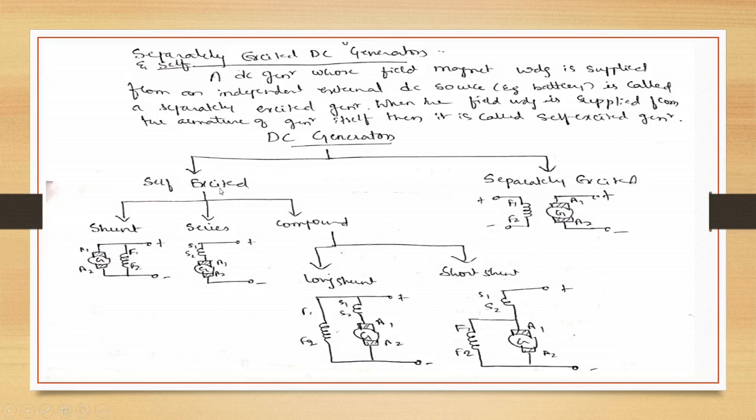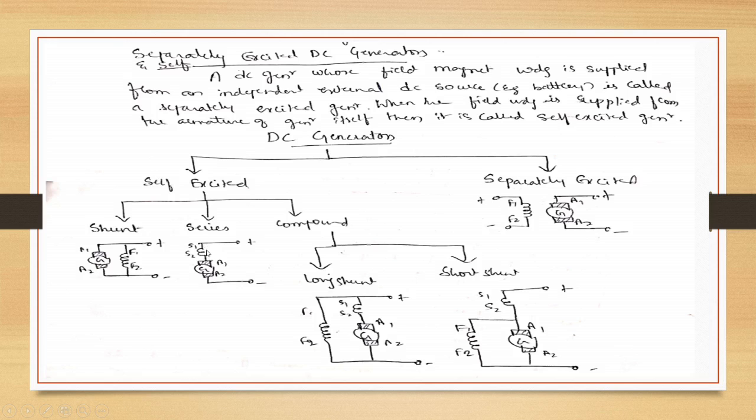Self-excited, what I said, this field winding will be excited from the power supplied from the armature of the generator itself. Under self-excited, there are three types: shunt, series, and compound. Shunt means the armature winding is in parallel with the field winding. A1, A2 is the armature winding. I am not drawing the winding here, but I am writing the symbol of the armature winding as A1 and A2. So when the armature winding is in parallel with the field winding, it is called a shunt generator.